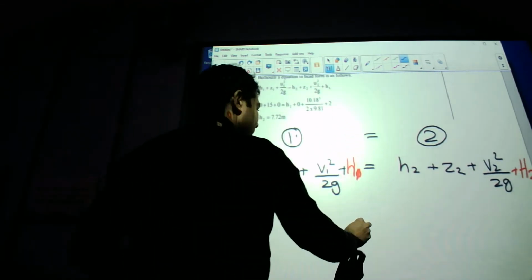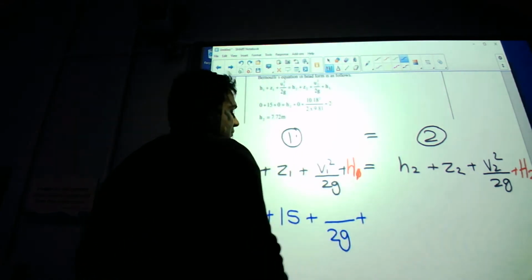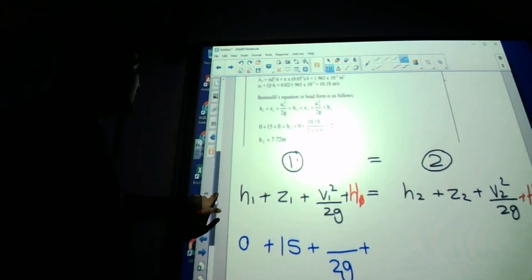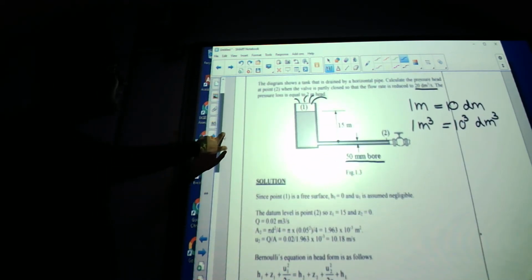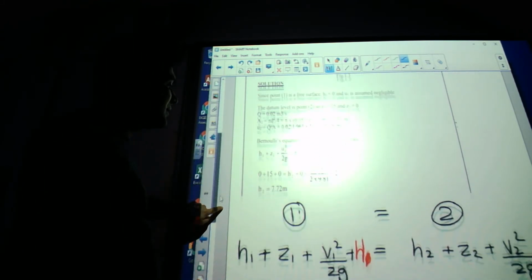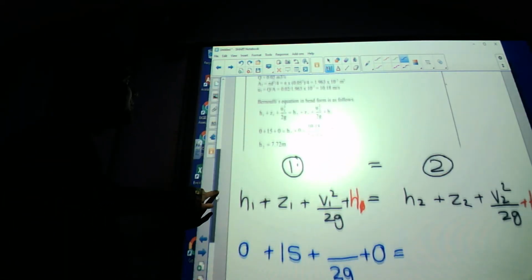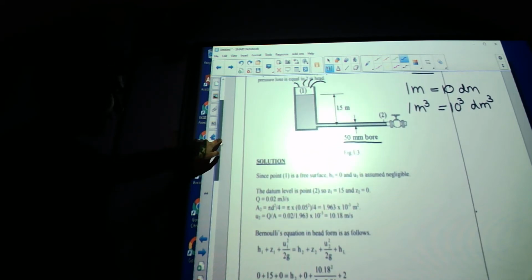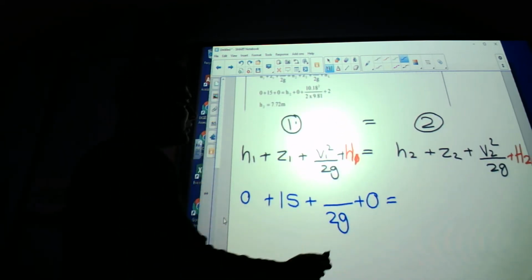And over 2g, I know 2g is 2g. I need to find this V1. I do that one later. Now the other thing is the head for that one, it's going to be 0 as well, plus another 0 on this side. Now I need to find H2. Find the pressure head at point 2. H2 is the one we're trying to find out.